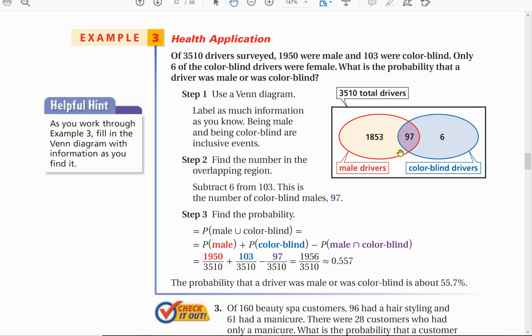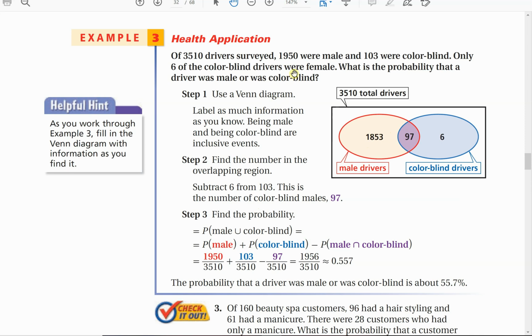And so it helps, I think, to create a little Venn diagram here. So we got all the male drivers, 1950. We got all the colorblind drivers, only 6 of them were female. So there was 103, that means 97 of them were male. That means that leaves 1,853 males that were not colorblind. And I go through the steps here.